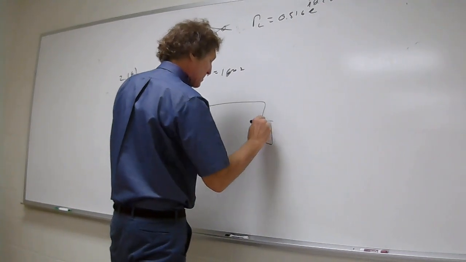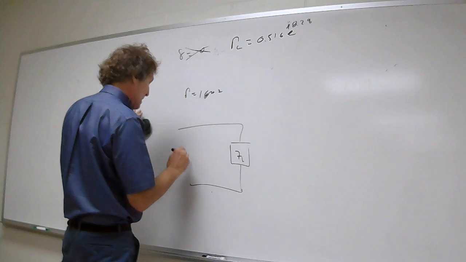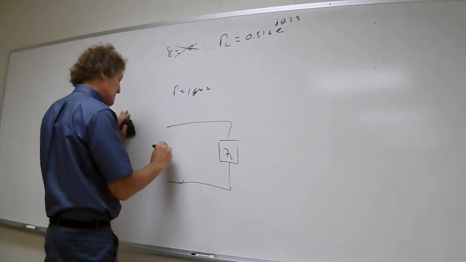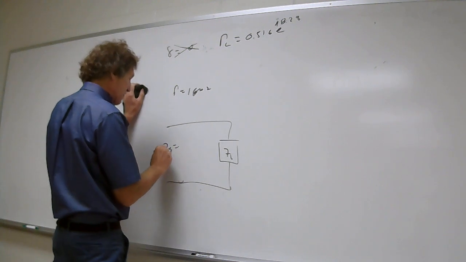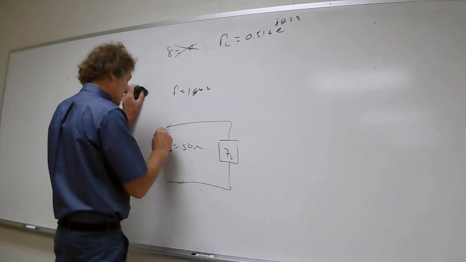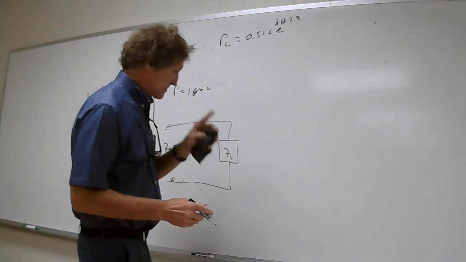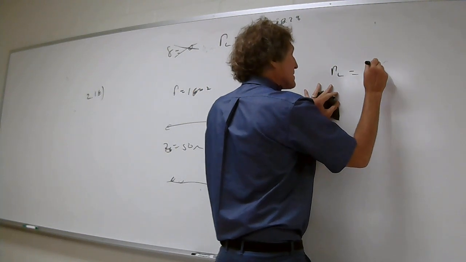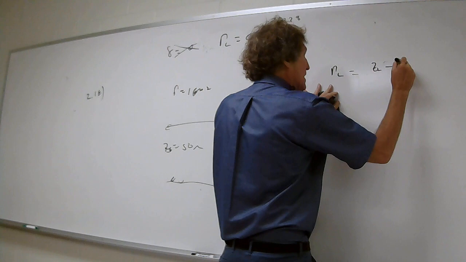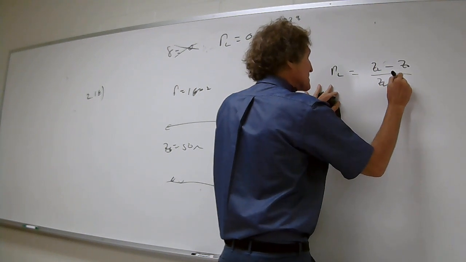So it's basically this problem. We have ZL here. We've got a characteristic impedance Z naught equal to 50 ohms, right? And they want to find out what ZL is. So you know the reflection coefficient in general is equal to ZL minus Z naught over ZL plus Z naught.